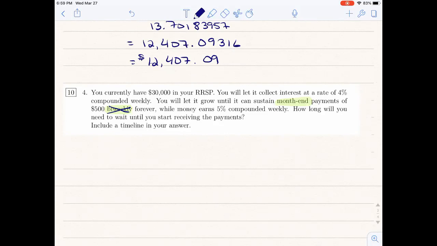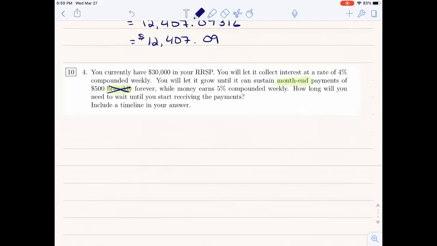Okay, so you've got 30,000 sitting there. You're going to let it grow until it's the size that you need in order to get $500 payments at the end of each month forever, right? Whenever we're getting payments forever, you've got a perpetuity, right? Notice another thing here: it's going to be 4% compounded weekly, and then for your perpetuity, it's going to be 5% compounded weekly. So they're not the same.